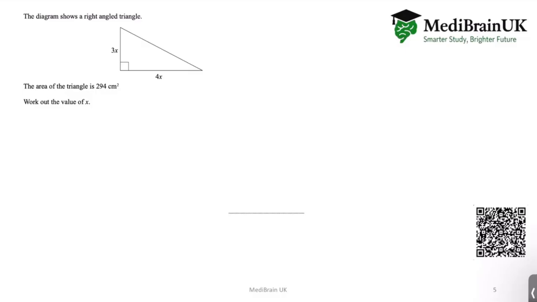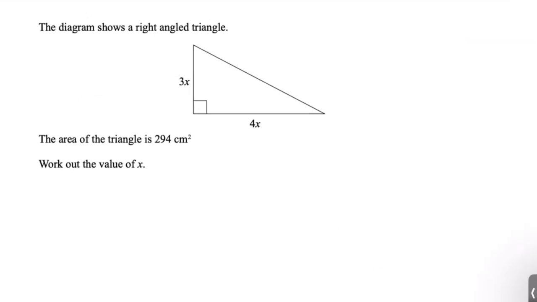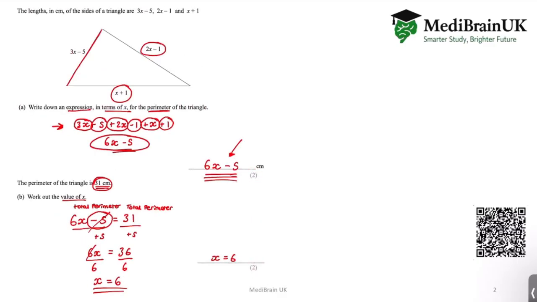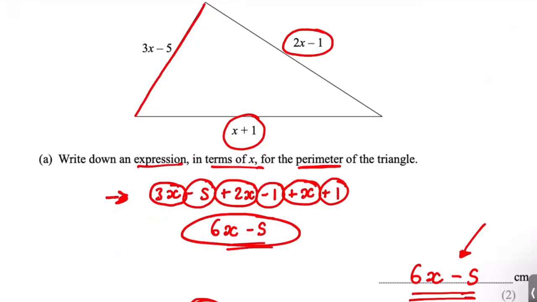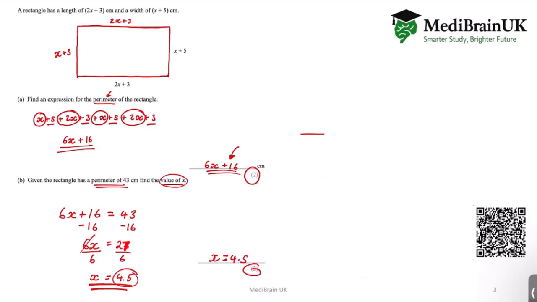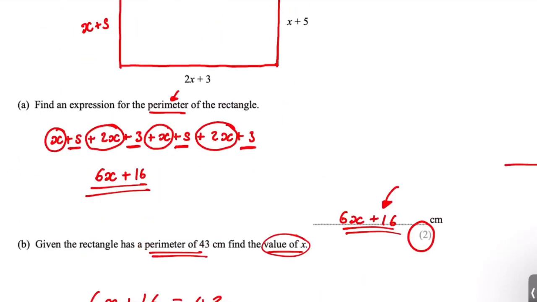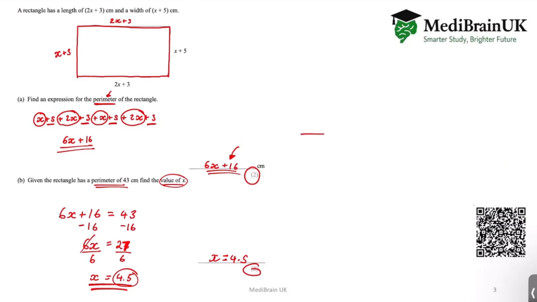So I'm going to start going through the answers now. It says the diagram shows a right angle triangle. It says that the area of the triangle is 294 centimeters squared, and it says work out the value of x. Now, the first thing over here, if you look back at previous questions, the key word over here was perimeter. That's why we added the length of all the sides, because that's how you work out the perimeter. It said perimeter here again, and because it said perimeter, we added the lengths of all the sides.